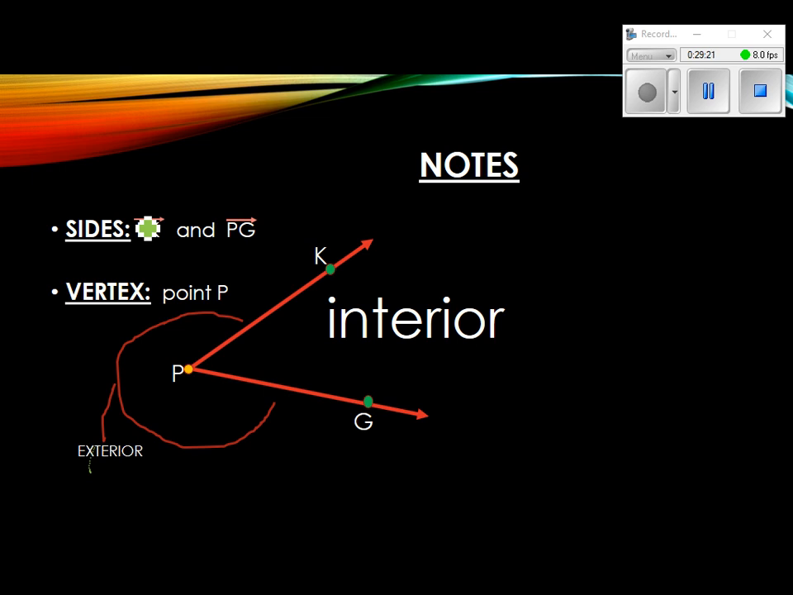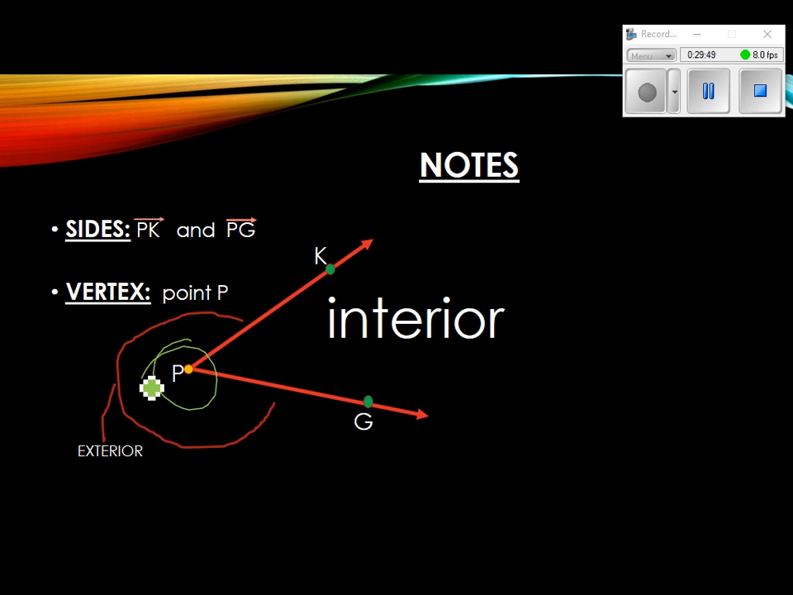Sides of an angle. When you draw an angle, these sides. What kind of shape that we already talked about? It's a ray. So you got two rays. They come together, they share one common point, their starting point or their end point. They share that. The sides we name as rays. Ray PK, ray PG. This point where they come together is called the vertex. Very important that you know that that point right there is called the vertex.